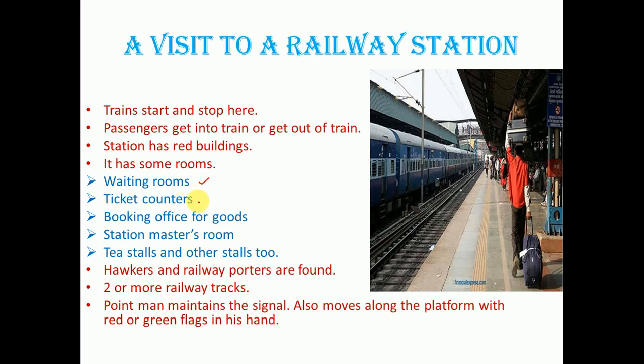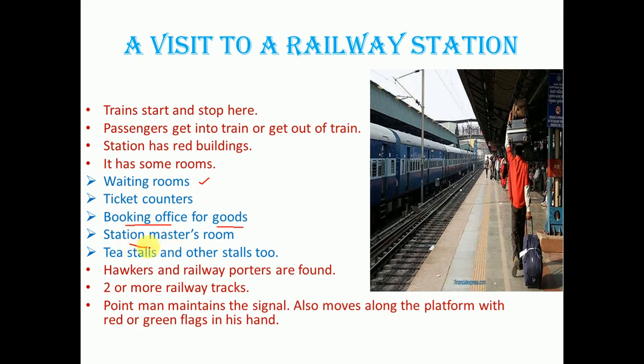Then there are ticket counters from where you can buy the tickets. Then there is a room for booking the goods. Suppose you're going somewhere, you're going along with your mother and father to another place, you're shifting there, right? Your father has got posted, so there must be so many goods. Now you cannot carry all those goods along with you, so you book those goods so that they reach the new place. So in the booking office you book the goods. Then the station master's room is also there.